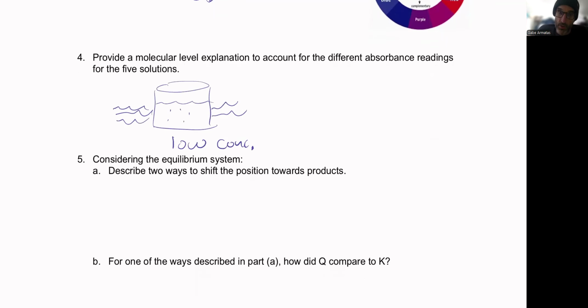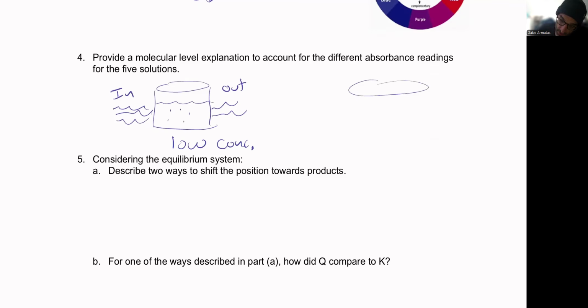In terms of absorbance, there's very little absorption because the only thing absorbing the light are the iron thiocyanate molecules. So if I have three light beams in, you're going to get two out. So the light in versus the light out, we almost get the same exact light out. Any absorption that does occur appears red.